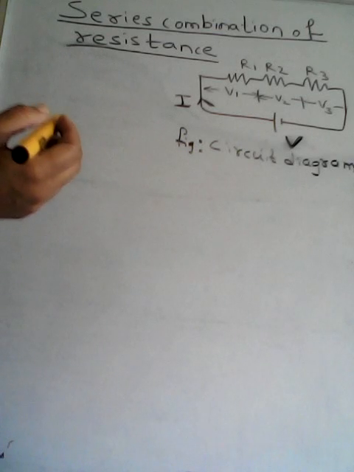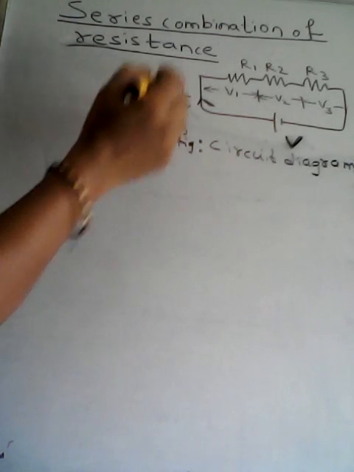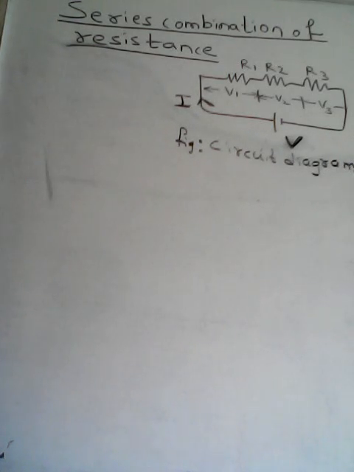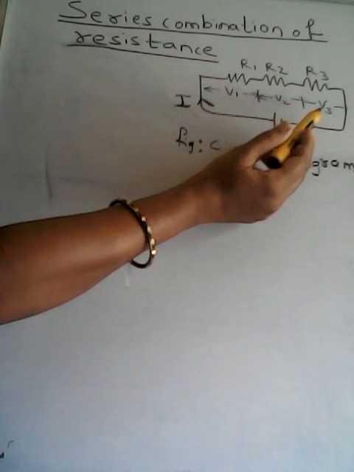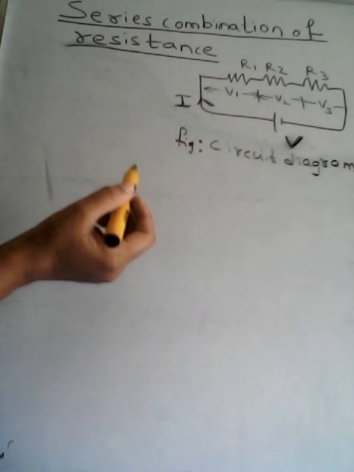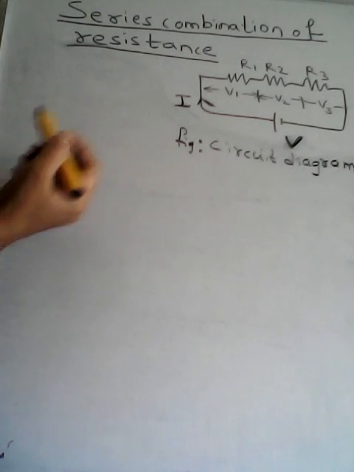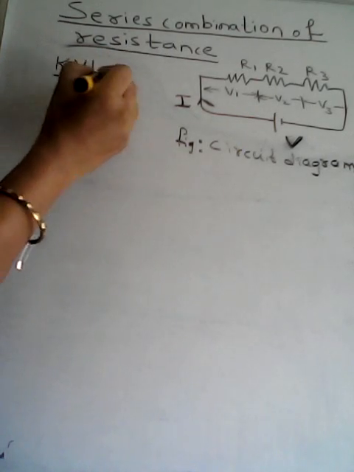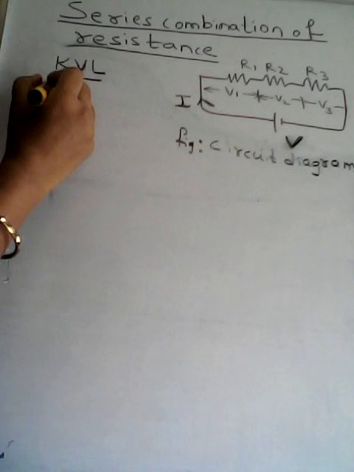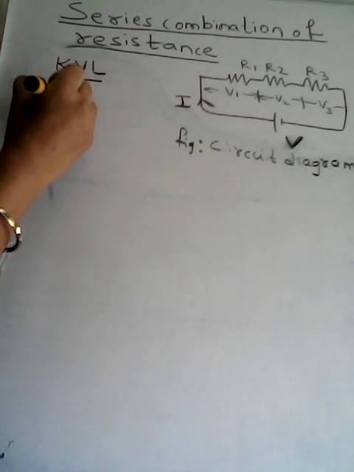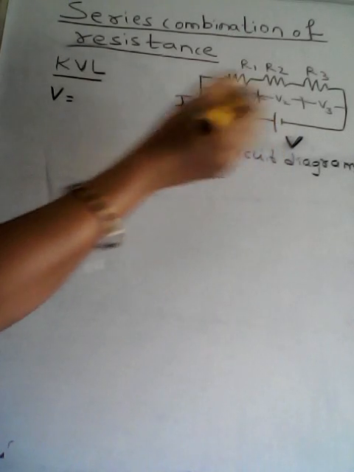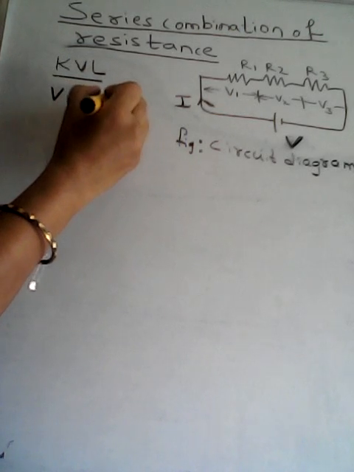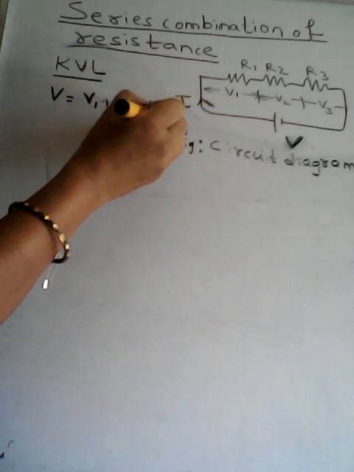Now what is the series combination of resistance? It is a circuit in which the same current will be flowing through the circuit, but the voltage drops will be different across each resistor that is taken. So according to Kirchhoff's voltage law, KVL, from the diagram we can write the applied voltage from the source V is equal to the summation of voltage drops across each resistor, that is V1 plus V2 plus V3.